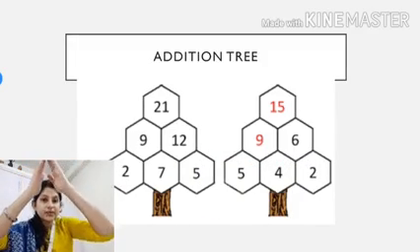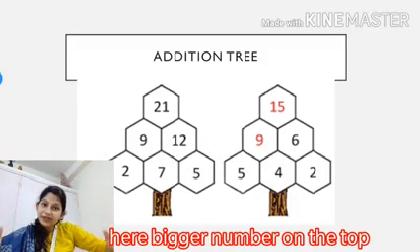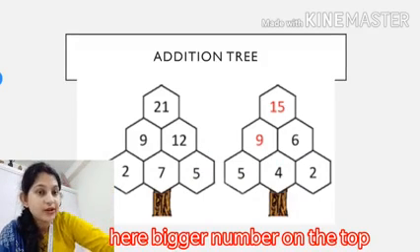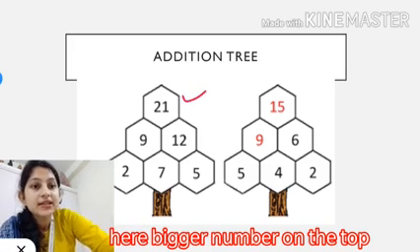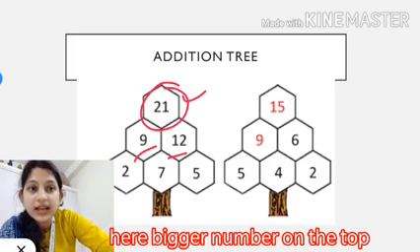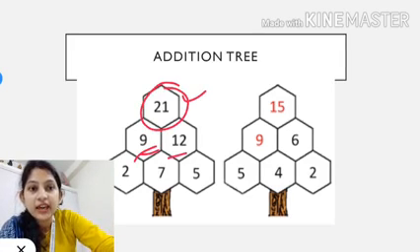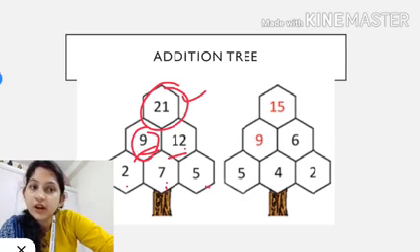In the starting the numbers were smaller, then they got bigger. So it can come this way also. That is addition tree. Yes, 21 is there. So 21 is addition of 9 plus 12, that is equal to 21. Now see this number 9. Okay, 2 plus 7 is 9. Yes, and what about 12? 7 is here. So what number will be here? Of course 5 will be there. 7 plus 5 is 12.